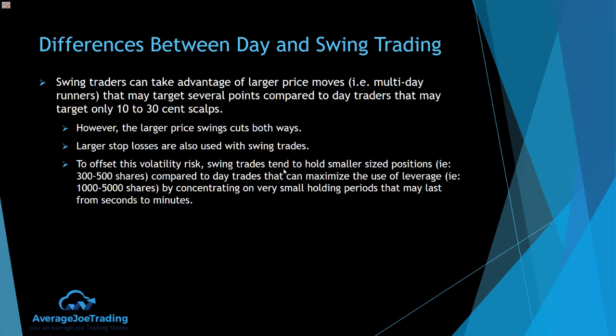The stop losses are going to be a little bit larger, but your reward is going to be a lot larger too. So to offset this, swing trades tend to hold smaller size positions. You'll see me, and you can only go 2 to 1 anyway. It forces you to trade smaller, which is good, and you're able to manage that trade well. Your emotions and everything that's a part of that trade, you'll be able to manage better.